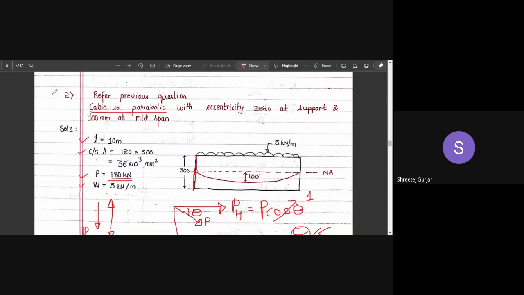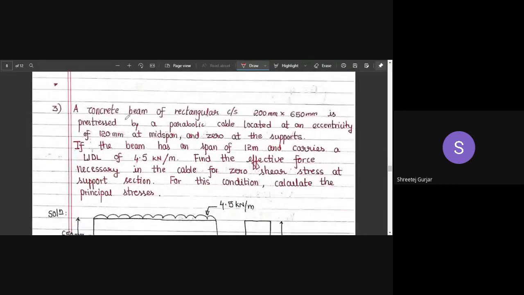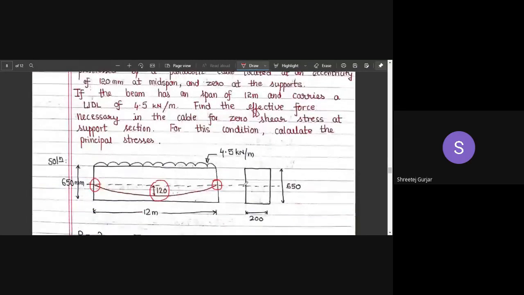Okay, moving on. So this is the same question which we referred to from the first numerical. We have solved it using the same data, but here the change was that we used a parabolic cable. Coming to the third numerical, you can see we have a rectangular cross-section beam of 200 by 650. It is pre-stressed by a parabolic cable at an eccentricity of 120 at midspan, and 0 at the supports.